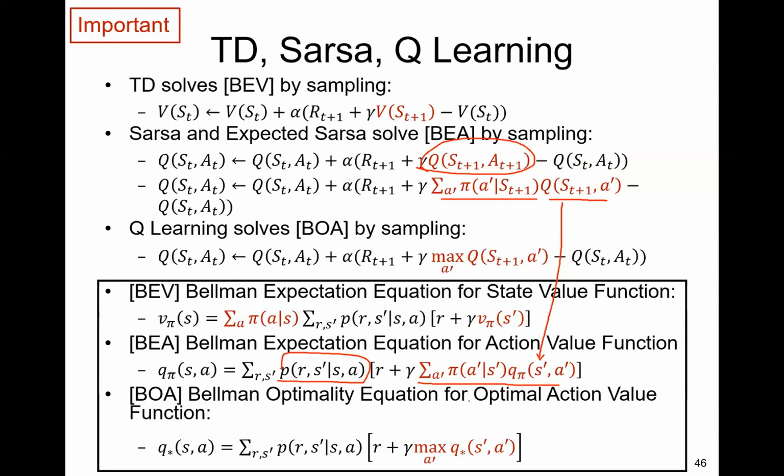And finally, for Q-learning, you're solving the optimal action value function by sampling. So now you have the max left over in the sampling equation, but you removed the environment expectation. So now the Q for the next state action value function is taking a max instead of taking expectation as in expected Sarsa.